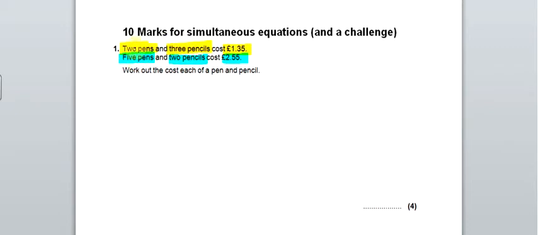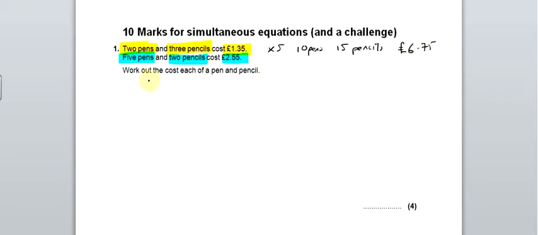but I know that 2 and 5 both go into 10, so if I multiplied the top by 5, then that would give me 10 pens and 15 pencils, and it would cost me £1.35 multiplied by 5, which is £6.75.